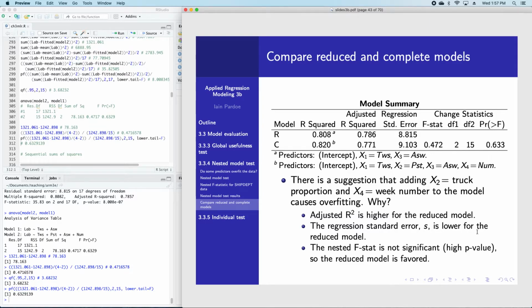So why is this the case? Well, this is a model summary that displays information from both models. In the first row is the reduced model, in the second row the complete model, and I've also got adjusted R², which we looked at before, and that's higher for the reduced model than the complete model. We've also got the regression standard error S. That's smaller for the reduced model than the complete model, and that suggests our predictions are more accurate. And then what we just looked at was we got a high p-value when we did the nested F test, and that told us that the reduced model is favored.